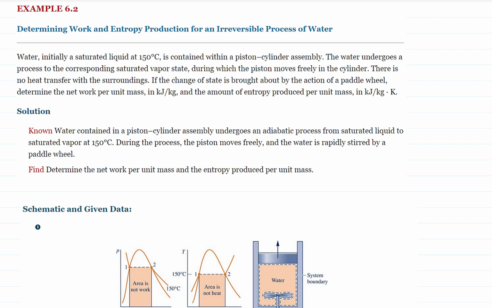Let's see an example. Water, initially a saturated liquid at 150 degrees Celsius, is contained within a piston cylinder assembly. The water undergoes a process to the corresponding saturated vapor state, during which the piston moves freely in the cylinder. There is no heat transfer with the surroundings. If the change of state is brought about by the action of a paddle wheel, determine the net work per unit mass in kilojoule per kilogram and the amount of entropy produced per unit mass in kilojoule per kilogram Kelvin.